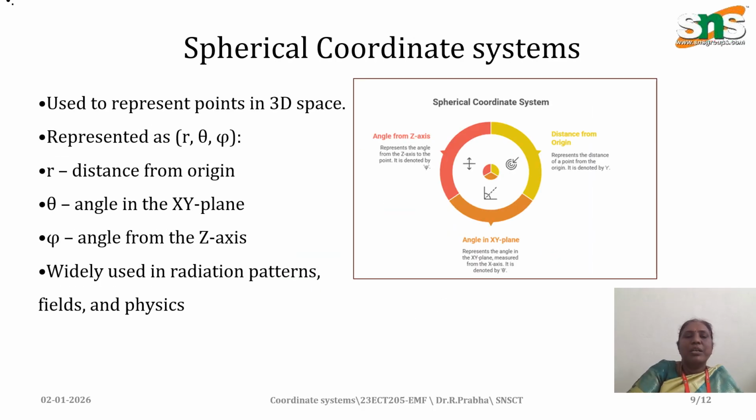The third type of coordinate system is called the spherical coordinate system, used to represent points in 3D space, represented by the three quantities r, theta, phi. R is the distance from the origin of the spherical coordinate system. Theta is the angle in the xy plane and is also called the polar angle. Phi is called the azimuth angle and it is the angle from the z-axis. And this spherical coordinate system is very useful in antenna radiation patterns, fields and also physics.